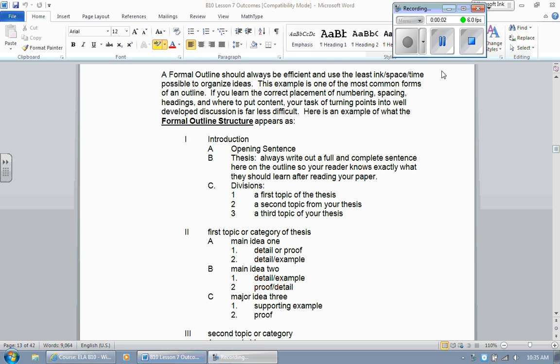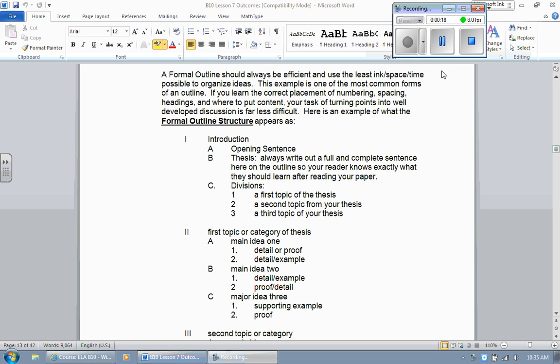Okay, so here's the example of what a formal outline should look like. For this example, I didn't use a topic. I'm just showing you, by using phrases and words, where you would write things and where you need to use complete sentences and where you don't.